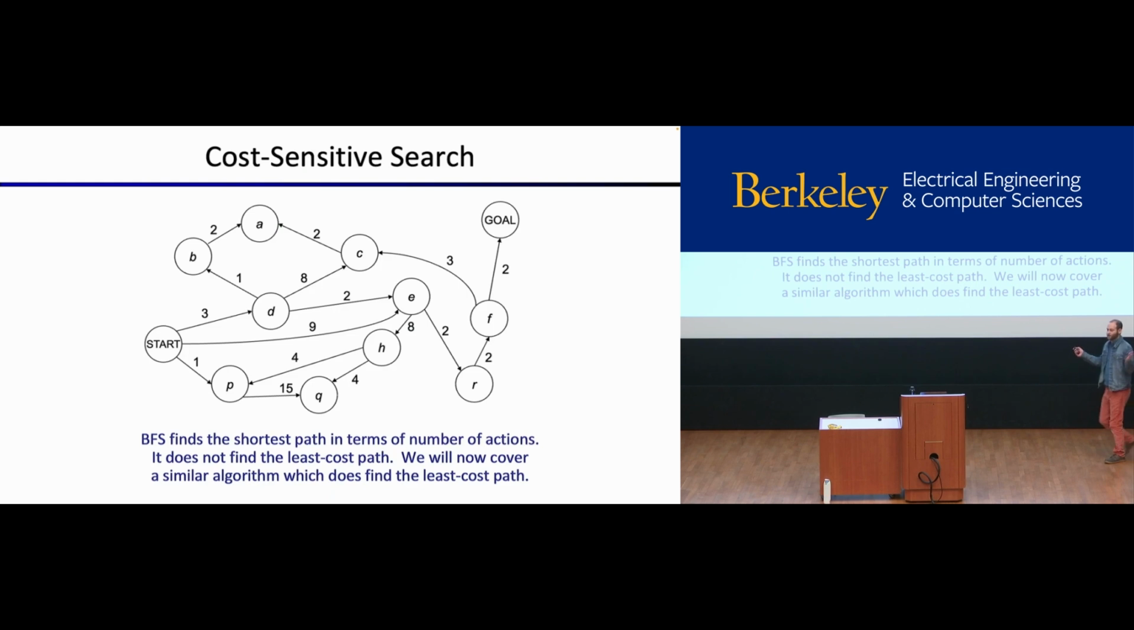So we haven't talked about different costs of actions. All the algorithms we've discussed so far are kind of assuming uniform cost. So now let's talk about cost-sensitive search. So breadth first search finds the shortest path in terms of the number of actions. It does not find the least cost path. We'll now cover a similar algorithm which does find the least cost path.